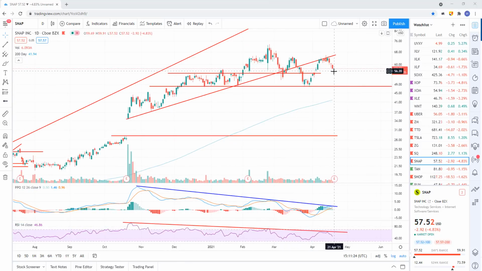Again, I likely think we're heading down to fill this gap in Snap down at $29. Now, I'm not going to wait for the entire gap to fill. What I'll likely do is as we sell down, I'll start to cover. Probably I'll start to cover down around gap fill right here about 35.